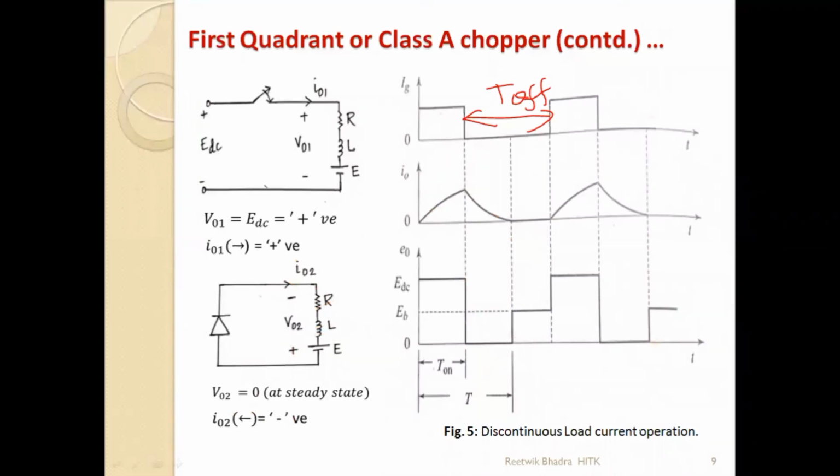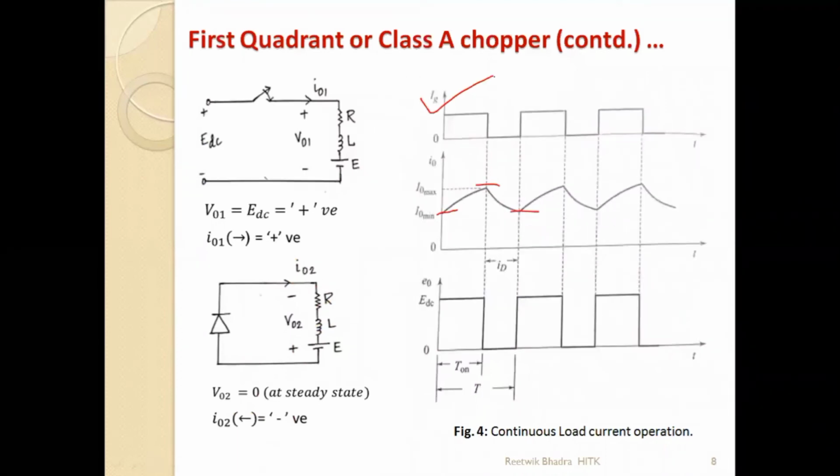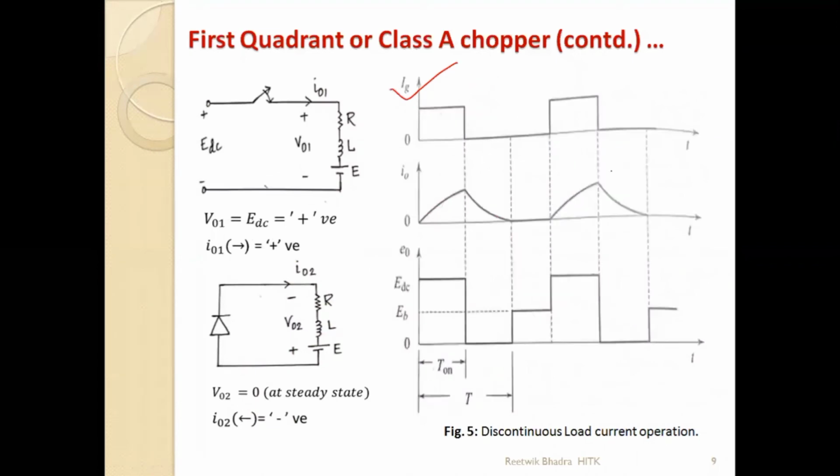This is the discontinuous mode of operation. In your question it will be stated which one to explain, whether continuous or discontinuous. According to that you have to draw your waveform. If it asks for discontinuous, draw this one; if continuous, draw this one. So this is how your first quadrant or class A chopper operates.